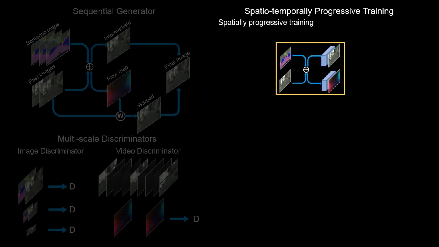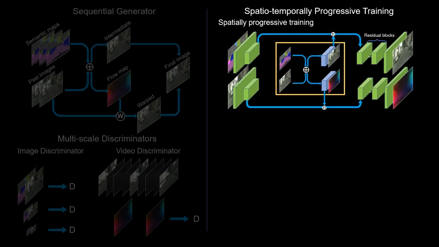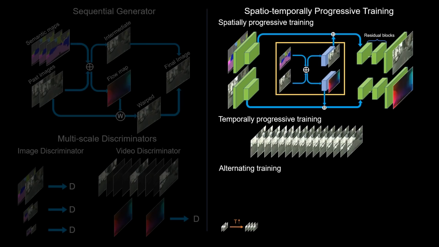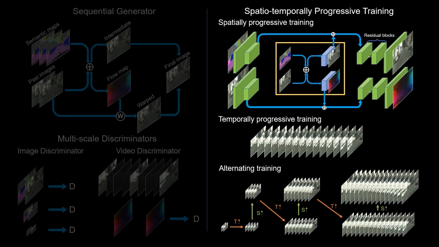Finally, we adopt a spatiotemporally progressive training procedure. We start with low resolution, then train at higher resolution by combining with features from the lower resolution. Similarly, we start with only a couple of frames, and then gradually increase the number of training frames. These two steps alternate, forming a progressive training schedule that enables our network to generate both high-resolution and long-duration videos.